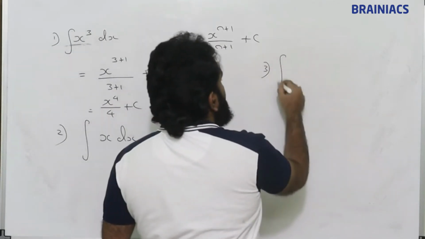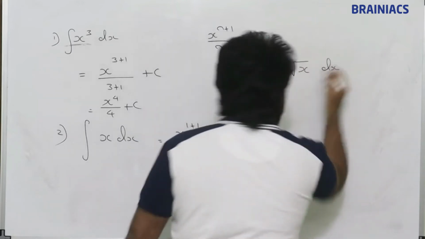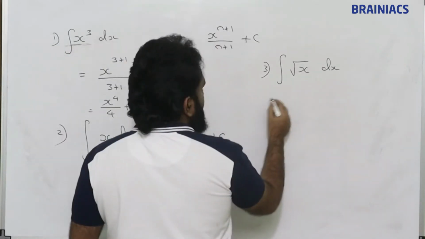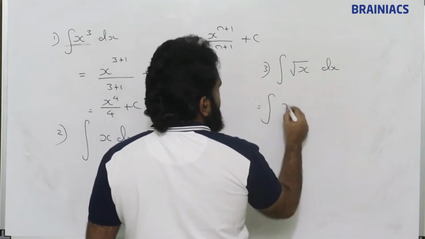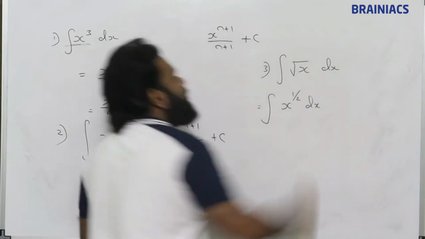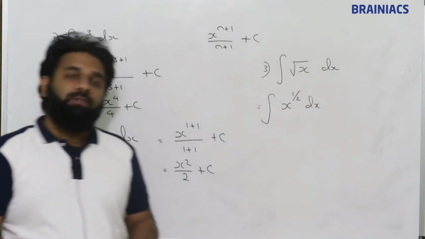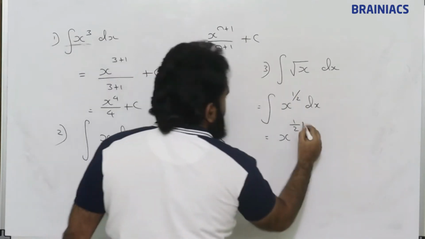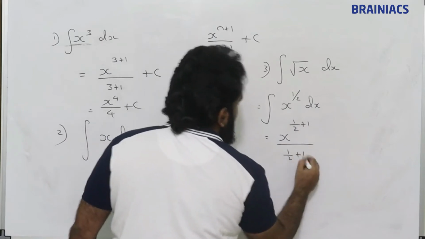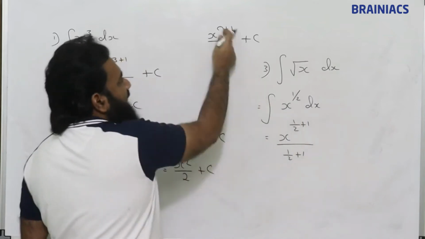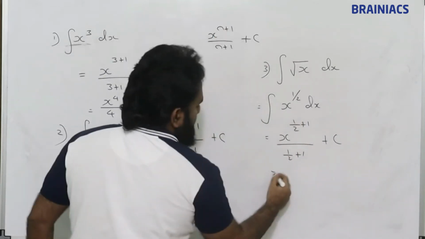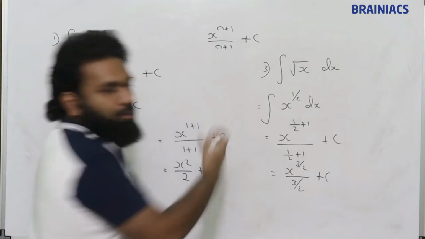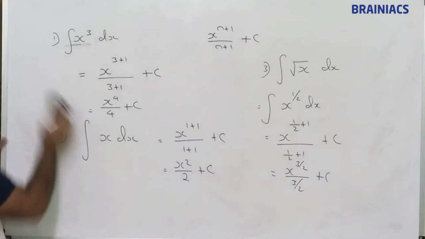Another example, integration of root x dx. What is the answer? Solve this. Root x is x raised to 1 by 2. 1 by root x is x raised to minus 1 by 2. So here this is nothing but x raised to 1 by 2 plus 1 divided by 1 by 2 plus 1, where 1 by 2 is n, plus c. So x raised to 3 by 2 by 3 by 2 plus c. Then after that, 2 you can put in the numerator, whatever you want you can do. Clear?